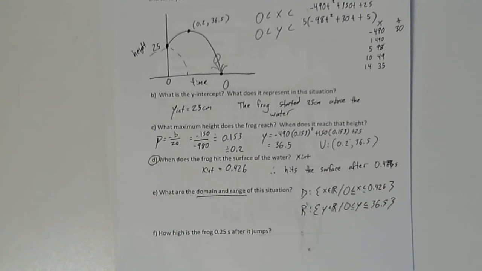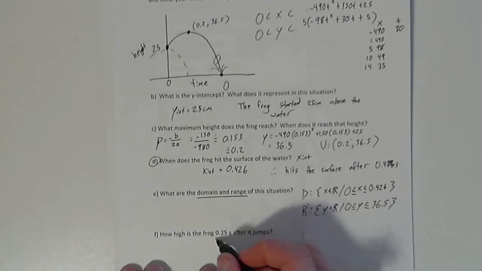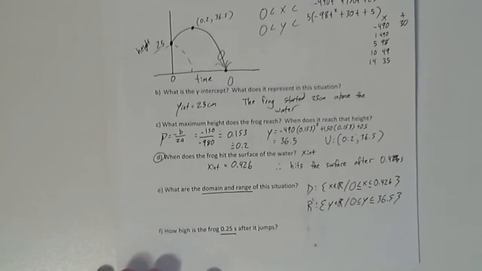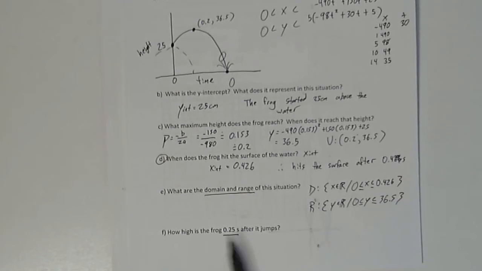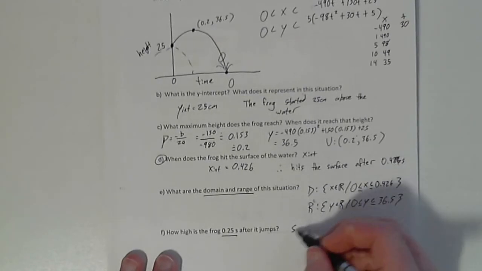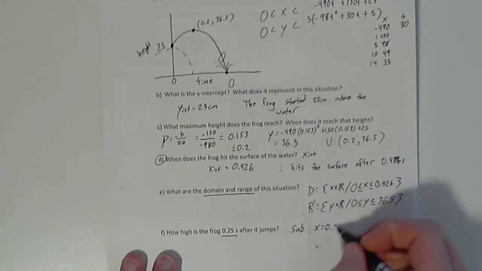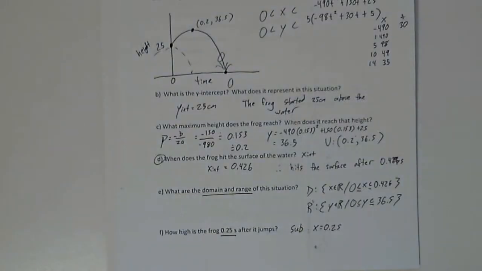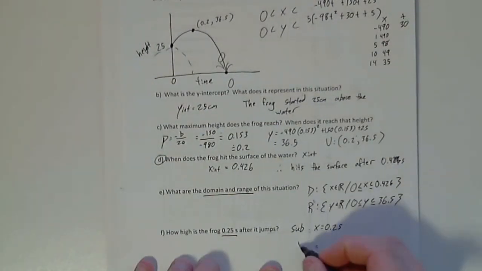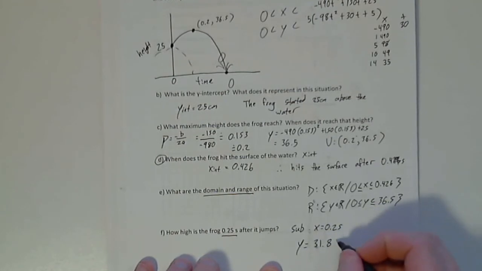How high is the frog after 0.25 seconds? So you can get questions like this. You always end up with a question like this on the test. All you need to do is, this is your x value, so sub it into the equation. Sub x equals 0.25 into the equation and solve. Let's see if I can do it with Desmos really fast. 0.25, it should be 31.875. I think that's exactly. So if you round to 31.9, then it's roughly that. Good.